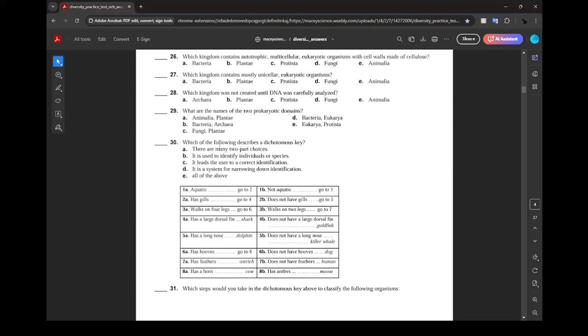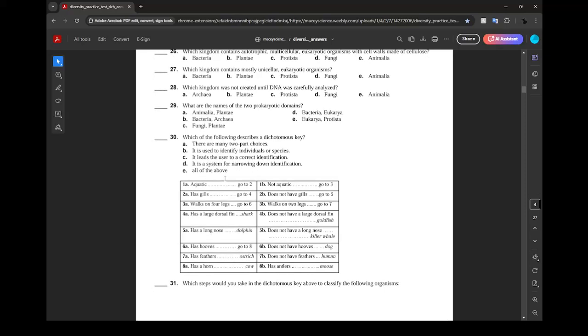30 is just A. Right off the bat, two-part choices. It is used to identify individuals or species. That is also true, actually. Wait a minute. It leads a user to a correct identification. It is a system. I think 30.